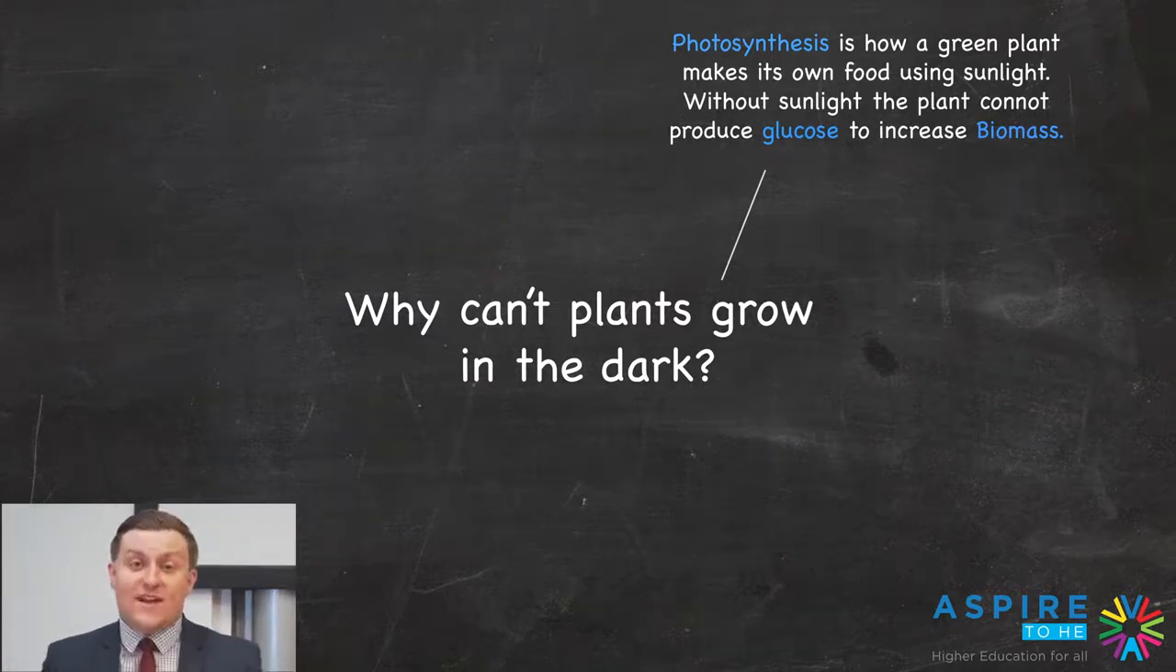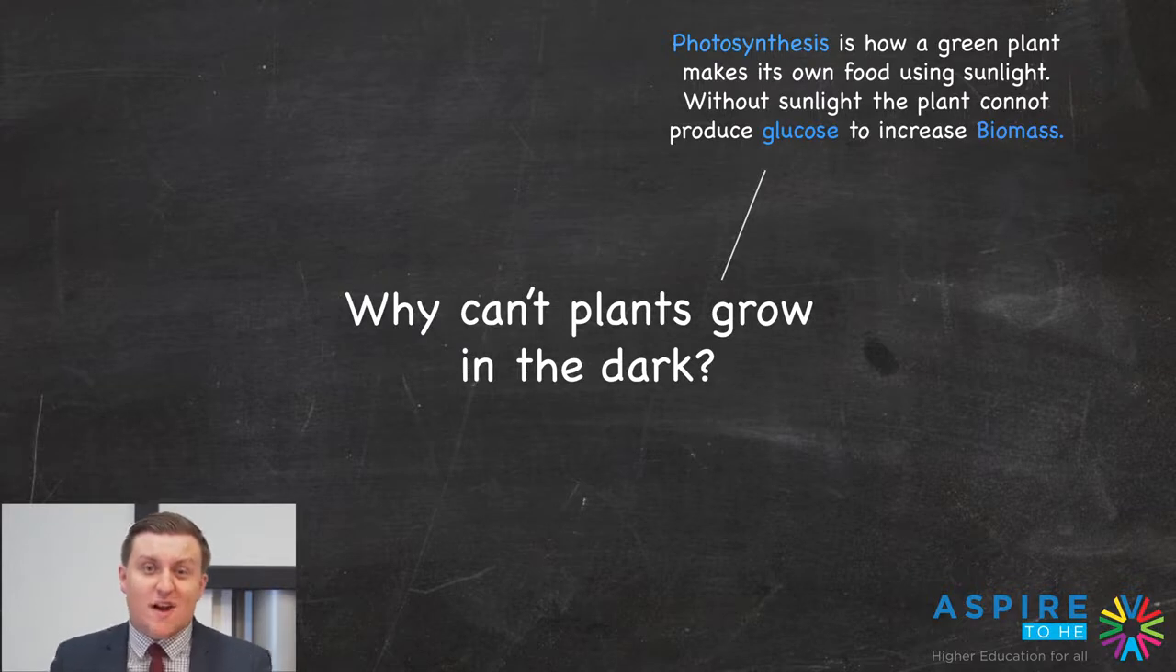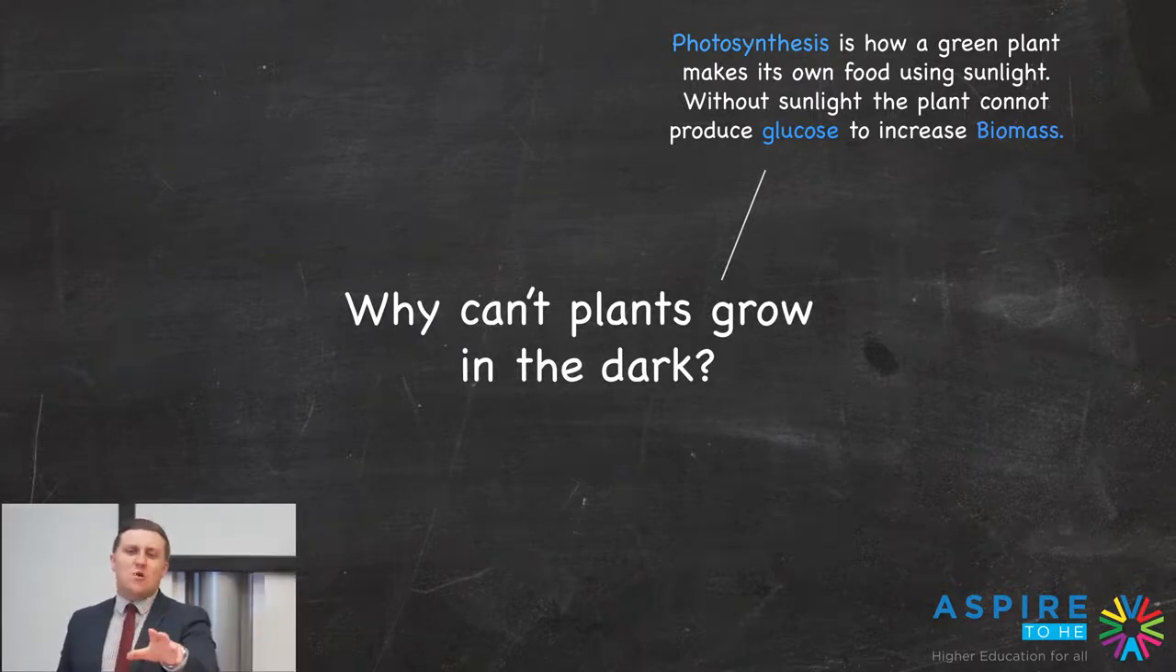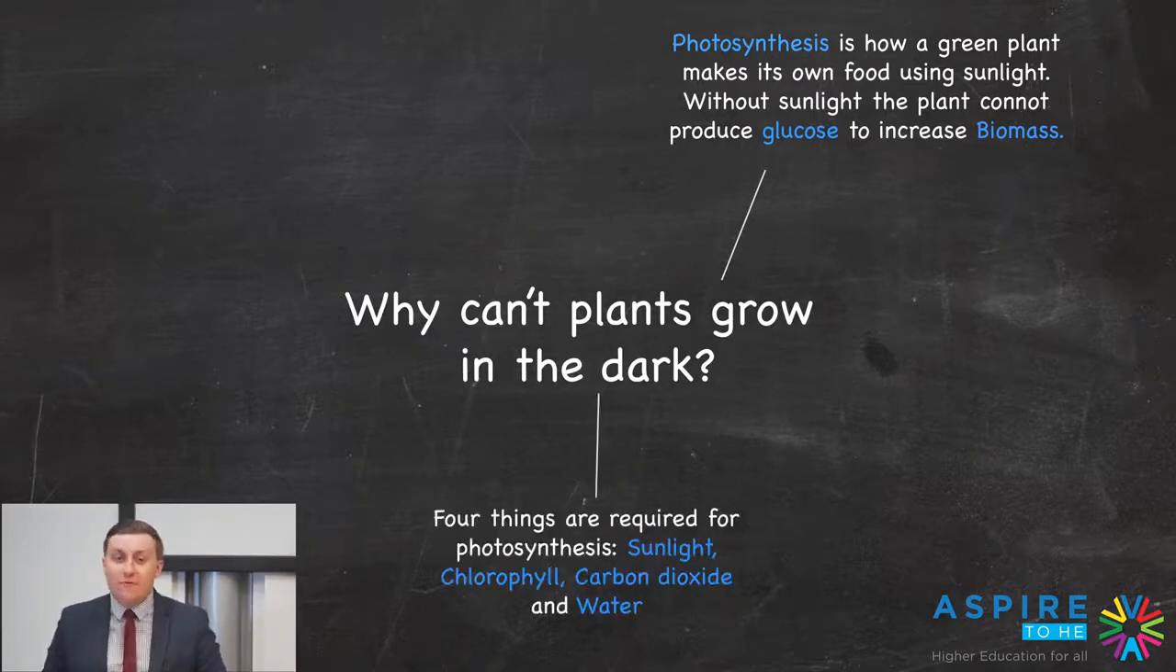Now I'll see if I can add another reason why plants can't grow in the dark. You could do this from your own knowledge, or you could revisit the video or your class notes or revision guide, just like I've done. I'm going to add this one. 4 things that are required for photosynthesis: sunlight, chlorophyll, carbon dioxide and water.